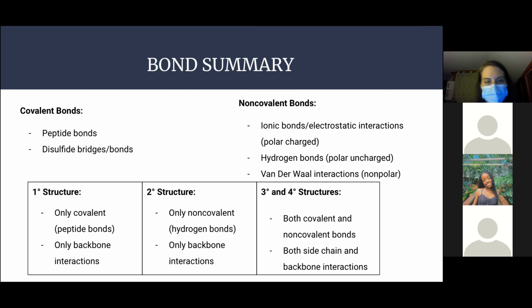And as far as your secondary structure, those are just going to be the non-covalent hydrogen bonds. And again, those are going to be separate from the amino acid hydrogen bonds. But that's pretty much it for the bond summary.